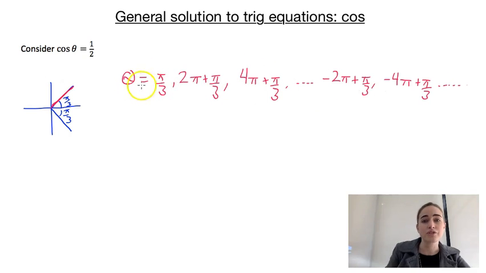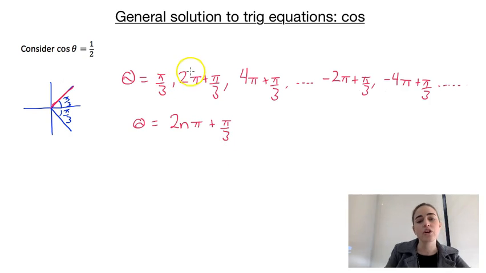Now, if we wanted to come up with some sort of general formula for that, we could write it as theta equals 2n pi plus pi on 3. Notice that we only have the even numbers. If we kept going, we'd have 2 pi, 4 pi, 6 pi, 8 pi. So that's why we've got our 2n here. This one here that was just pi on 3, that n would have been a 0.